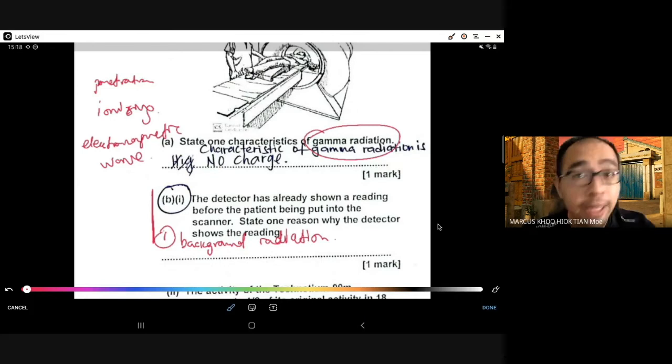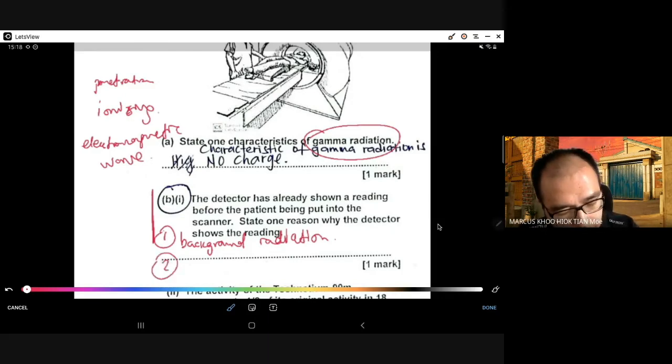Okay, everything actually is radiating something, it's just that we can't really see it. A second cause is what we call cosmic rays. Cosmic radiation or cosmic rays.